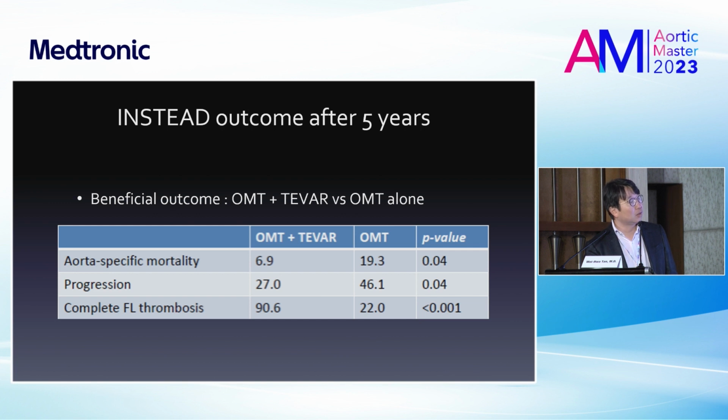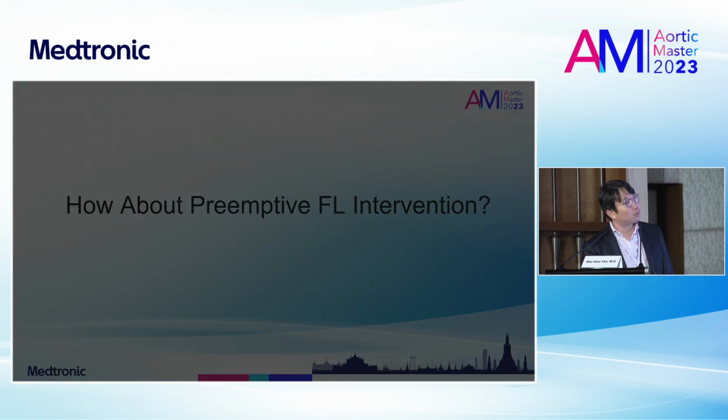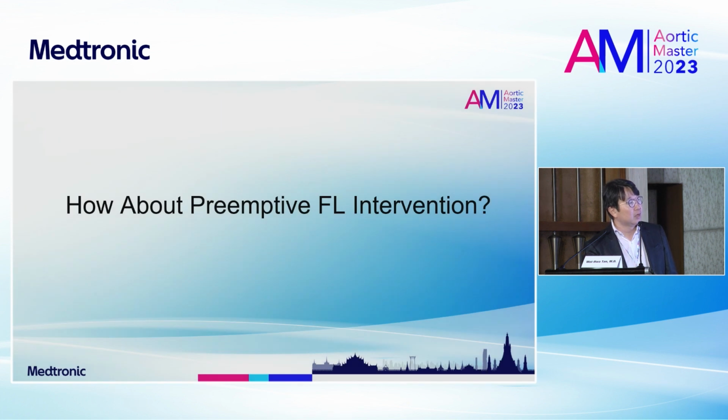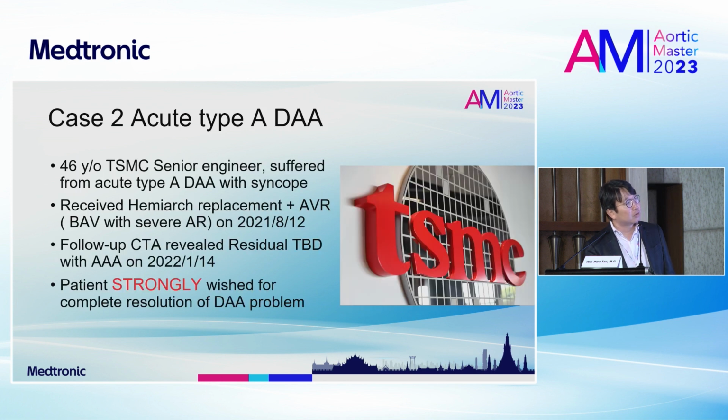So it means that the outcome for medical treatment is not as good as we think. And also with optimal medical treatment and TEVAR, we can have better aortic specific mortality and lower progression, and also complete false lumen thrombosis. This is the important reason why we want to be aggressive. So how about preemptive false lumen intervention for our patients? I will show you one case.